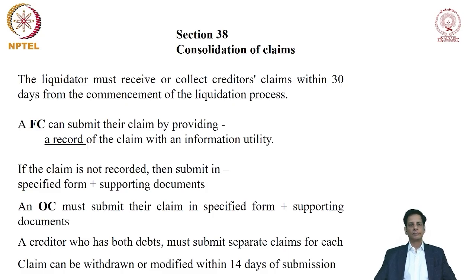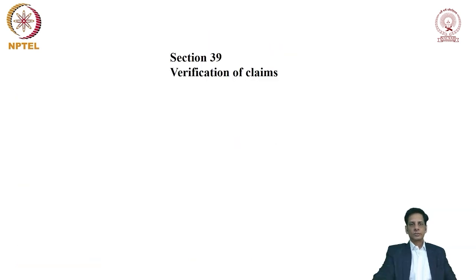And last and the most important point is, a claim can be withdrawn if you feel that it is not viable, or you can modify the claim if you feel that you have under or overclaimed your money from the corporate debtor. Let's move on to section 39.